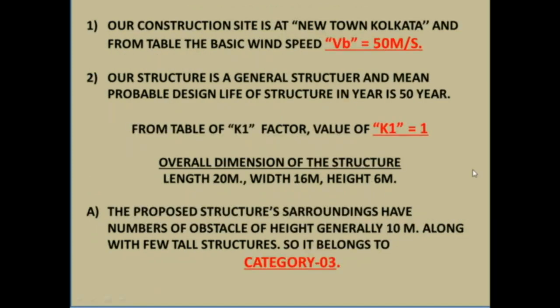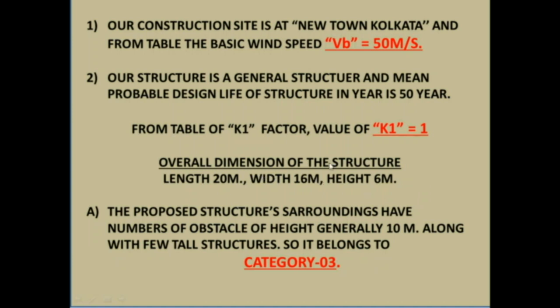Our construction site is at Newtown, Kolkata. From the table of basic wind speed, Vb is equal to 50 meter per second. Number 2, our structure is a general structure and the mean probable design life of the structure in years is 50 years. From the table of K1 factor, the value of K1 is equal to 1.